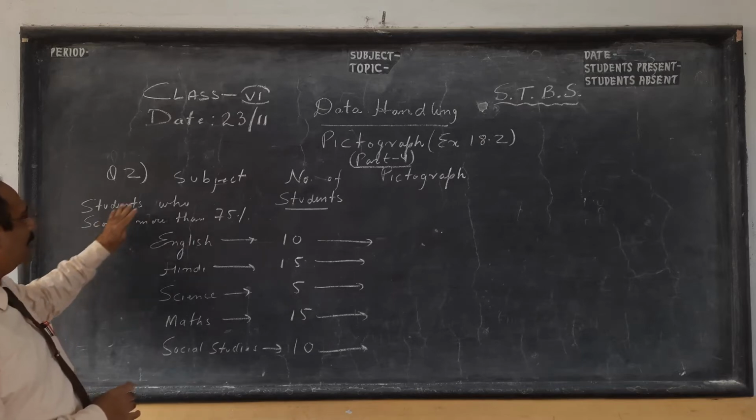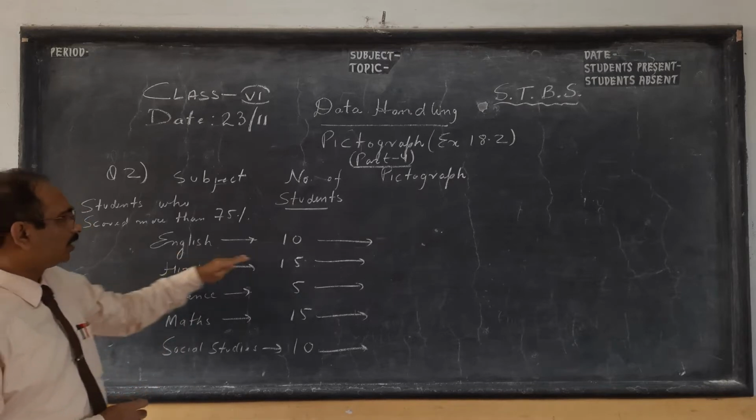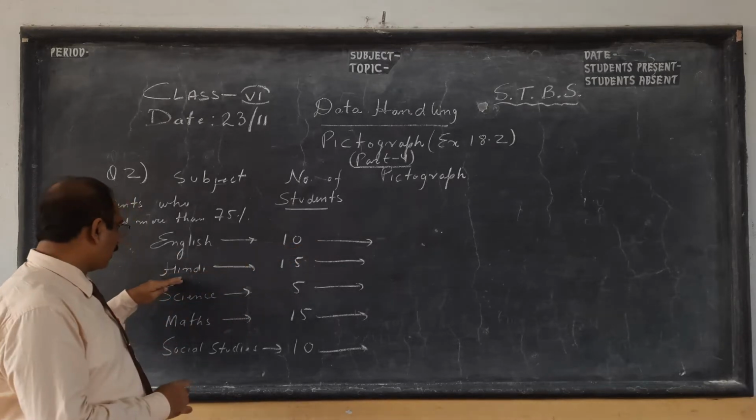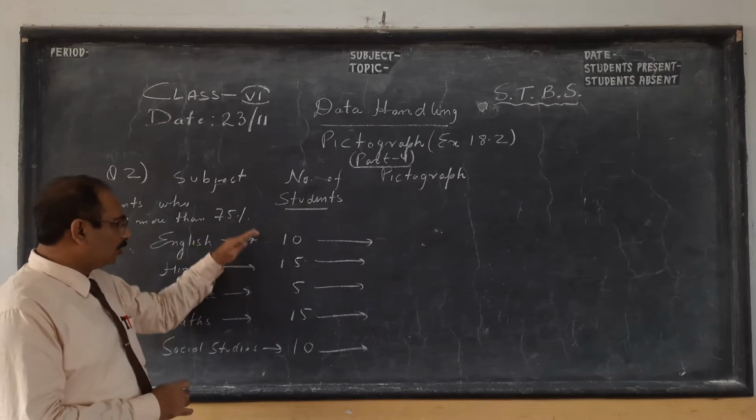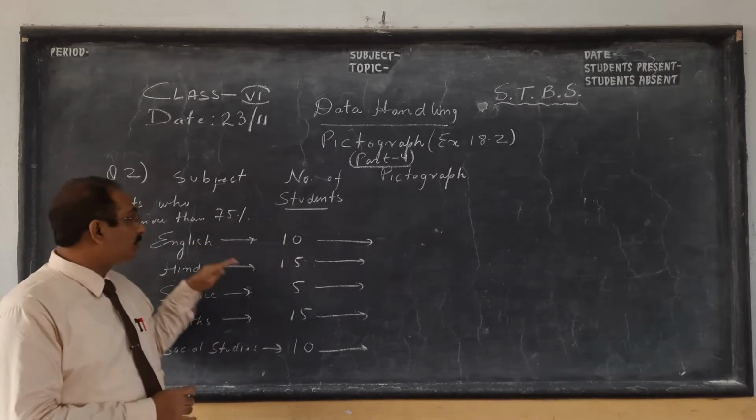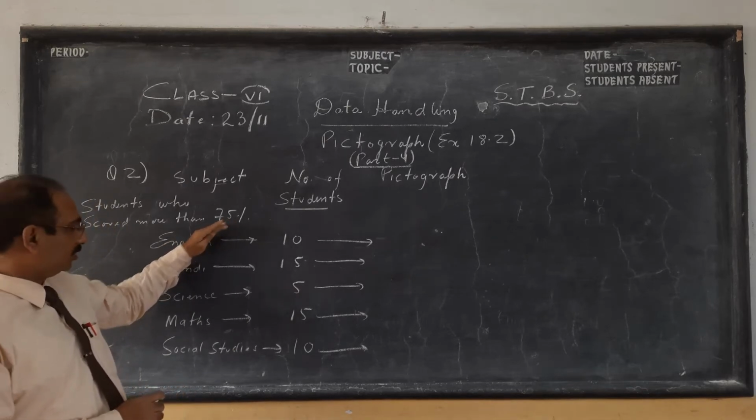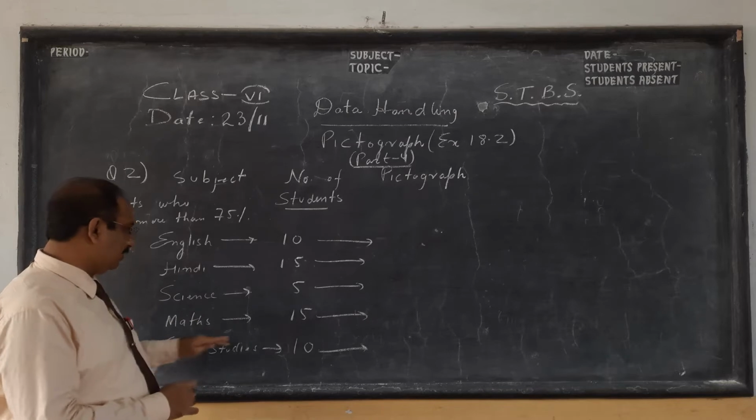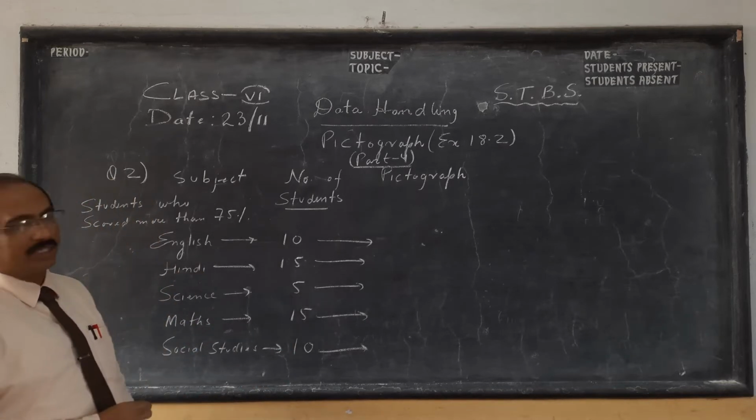So here these are the subjects. Students who scored more than 75% in English in a class is 10 students. In Hindi, those who got more than 75 is 15. So this is not the number of students in a class, those who got above 75% in an examination. In Science there are 5 students, maths there are 15, social studies there are 10. So how to draw a pictograph of this?